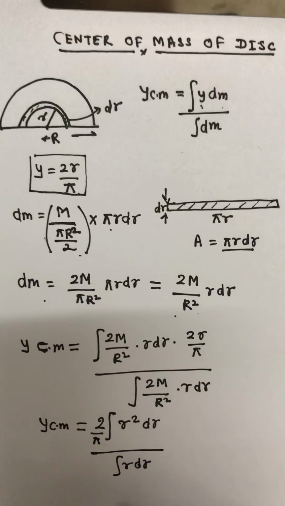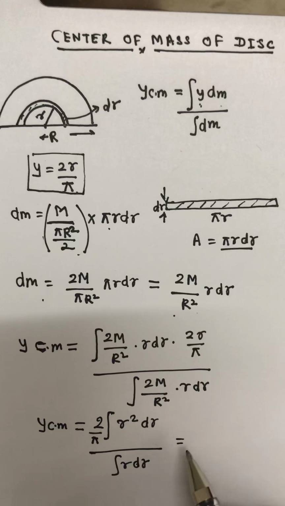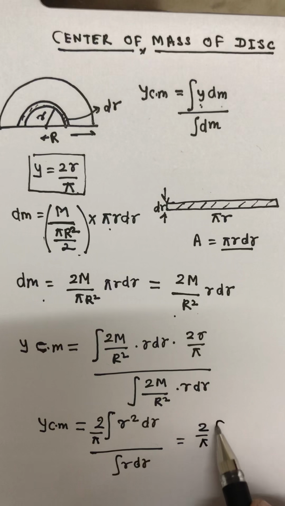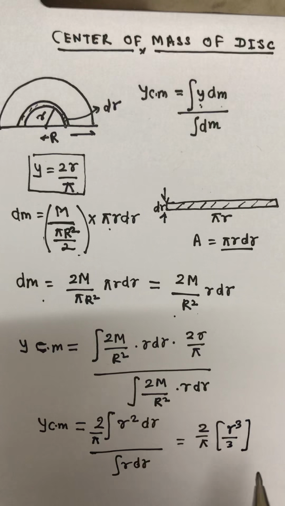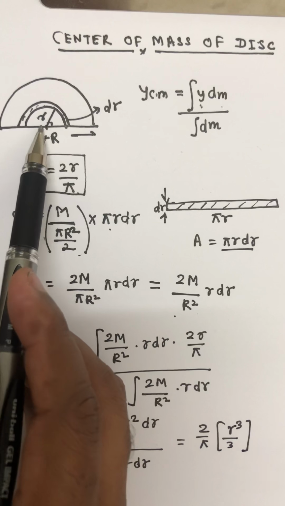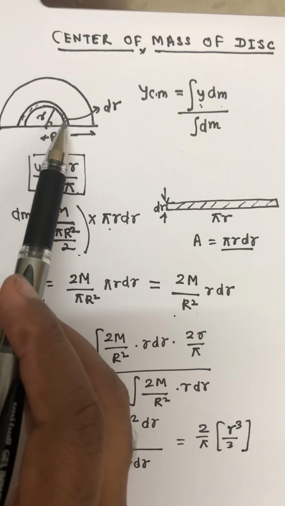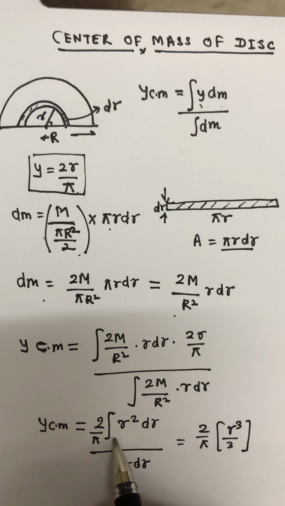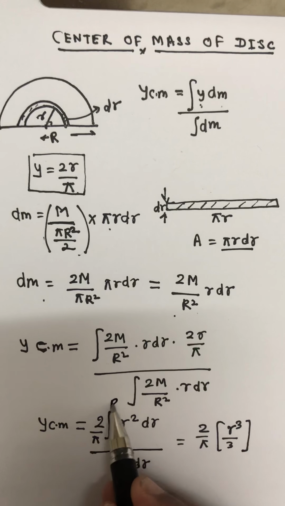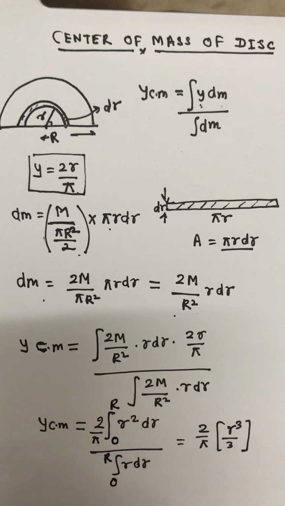If I integrate this one, I'll get 2 by pi as it is. Integration of r square will be r cube by 3. And what will be the limit of integration? I can select this ring over here, the limiting case, where the radius will be 0. Or else I can select the ring over here, where the radius will be capital R. So the limit of integration will be 0 to capital R, and capital R is the radius of that disk. And for the denominator, r square by 2, 0 to capital R.